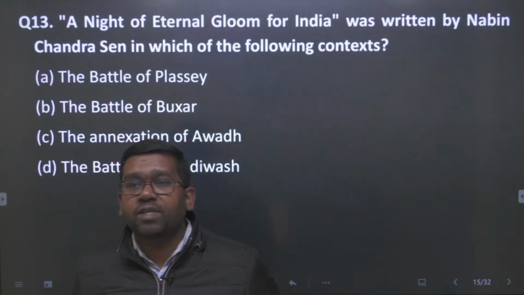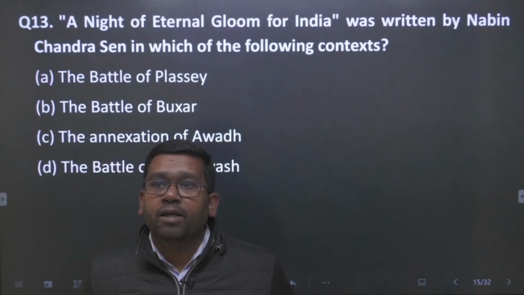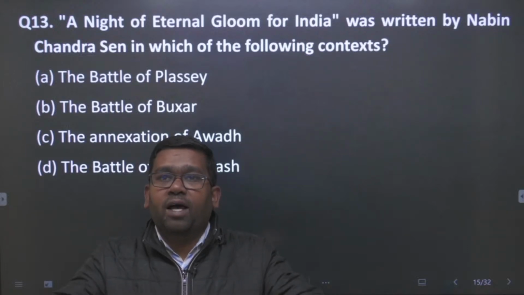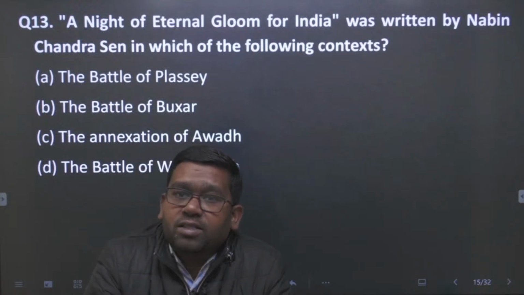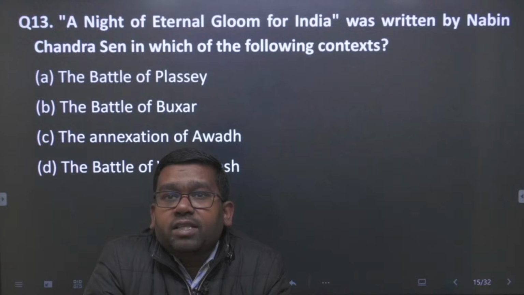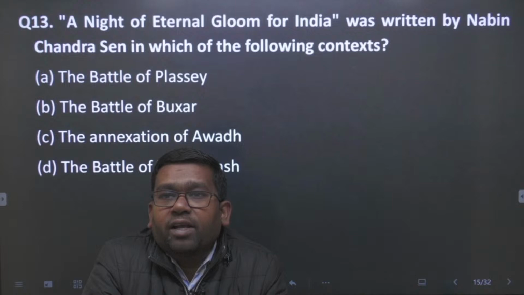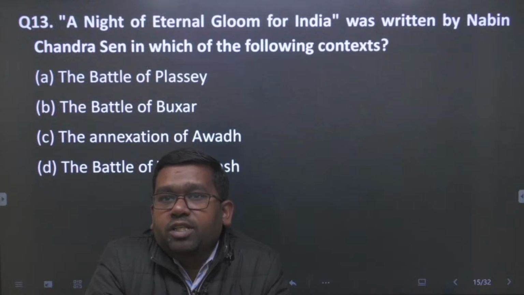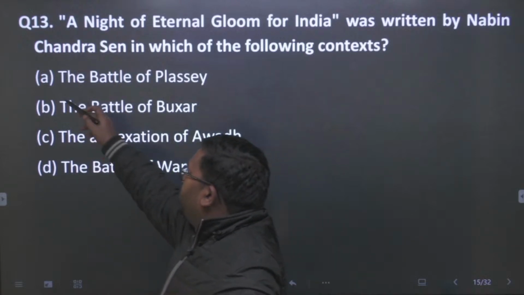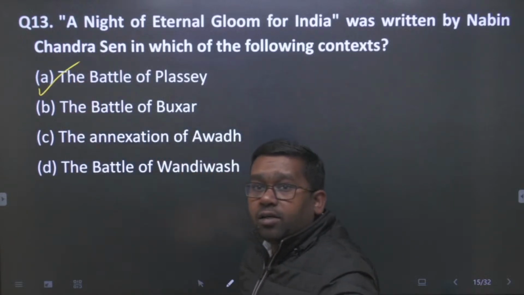So basically, this was written in response to the Battle of Plassey. When the Battle of Plassey occurred and the Britishers had defeated the Nawab, then Nabin Chandra Sen wrote this one, A Night of the Eternal Gloom for India. So this book is written in response to the defeated Bengal, so this will be the Battle of Plassey. So A will be the answer of this question.